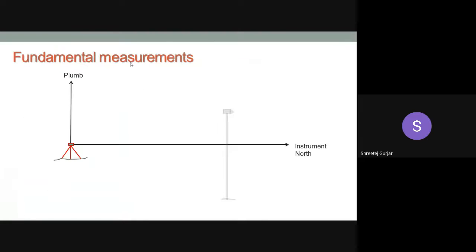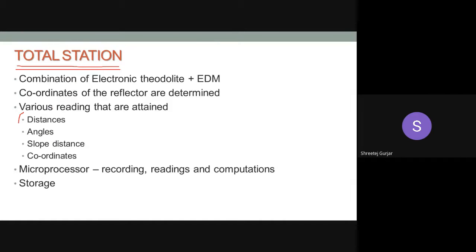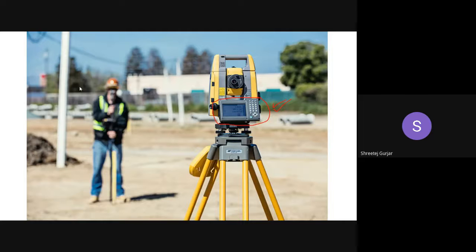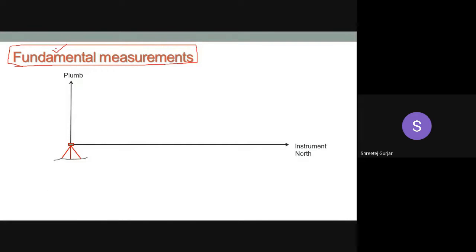Continuing. Coming to fundamental measurements, what are the fundamental measurements that are done? As I've told you, the total station will not measure all these things. It will measure a few of these, and the rest of the things will be calculated by the microprocessor. So the important distances or measurements that are made are called the fundamental measurements. From these fundamental measurements, we can calculate the rest of the things.